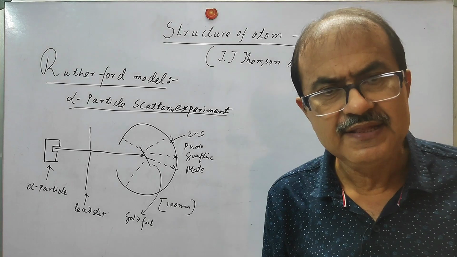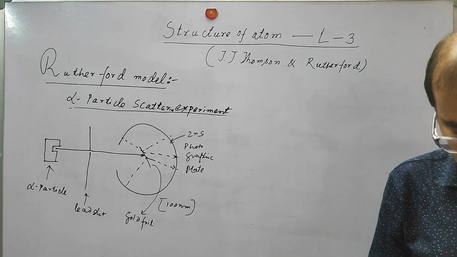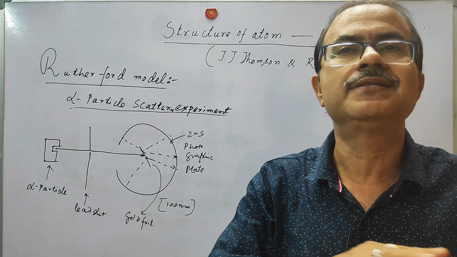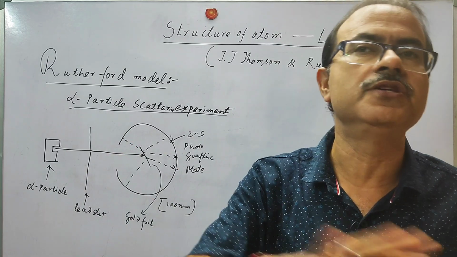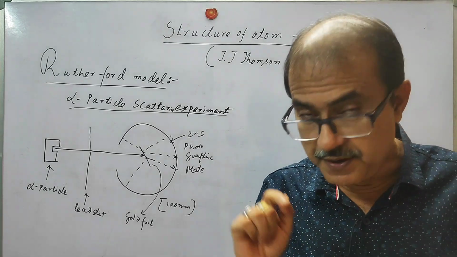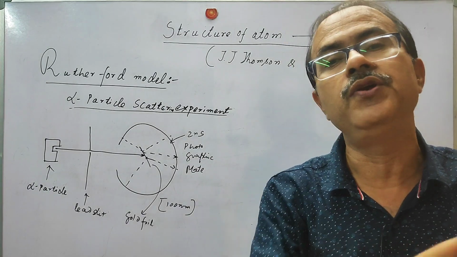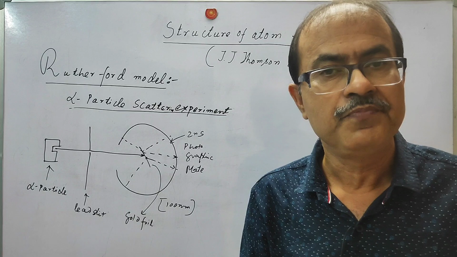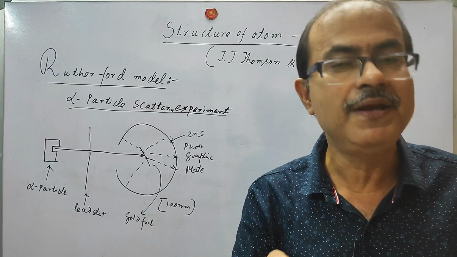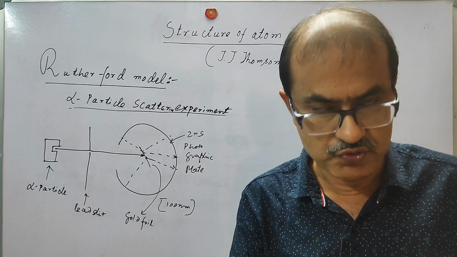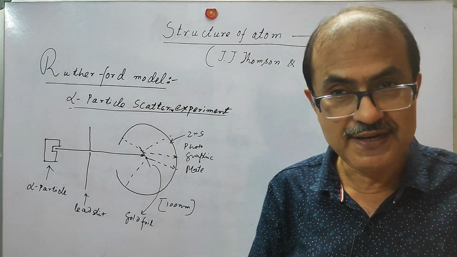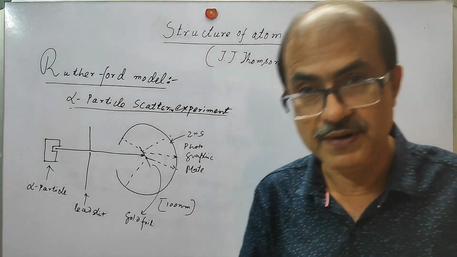as we can see, J.J. Thomson said that the positive charge as well as the mass of the atom is evenly distributed. So if it is correct, then what is going to happen? Alpha particles will go through this gold foil, and very few alpha particles may be deflected by a little amount. But when the experiment was conducted, he found a lot of abnormalities.